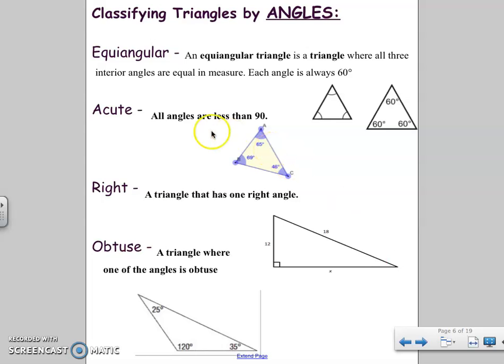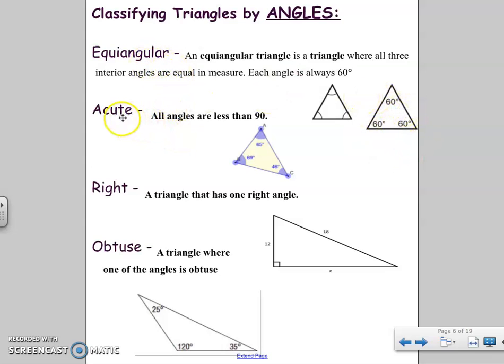So this is called equiangular. Think about equi, meaning equal, and then angular, meaning angles. So it means an equiangular triangle is a triangle where all three interior angles are equal in measurement. So guess what? They all have to be 60, because 60 plus 60 plus 60 equals 180. So if you see a special triangle like this, it could be considered acute because all the angles are smaller than 90. But again, if they're all the same, they're going to be equiangular.